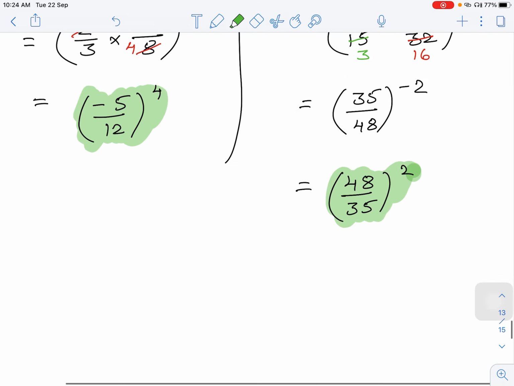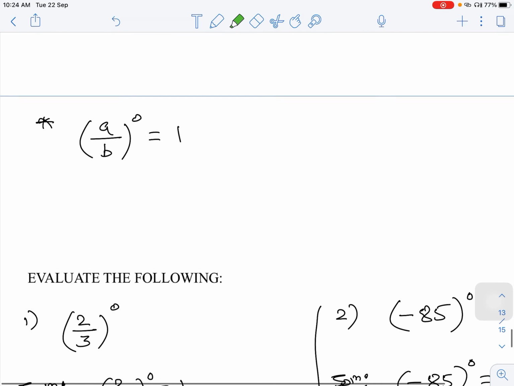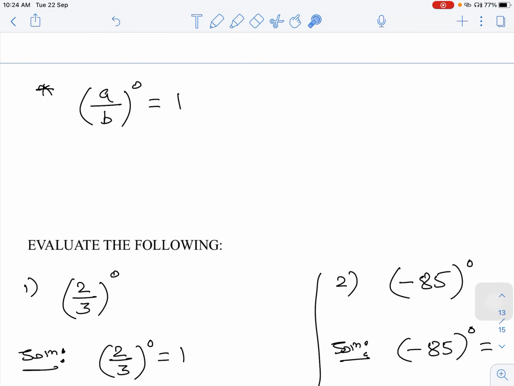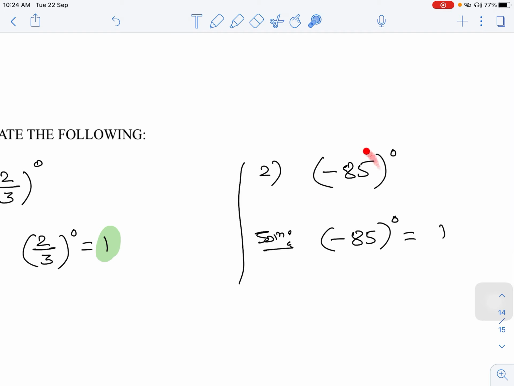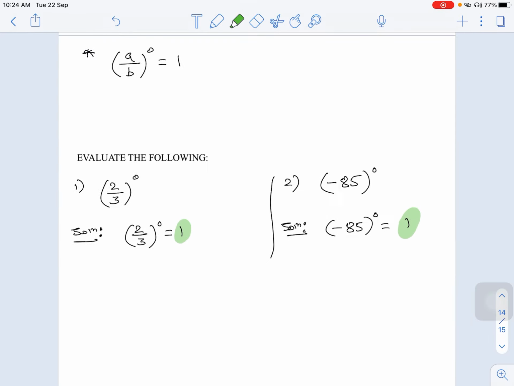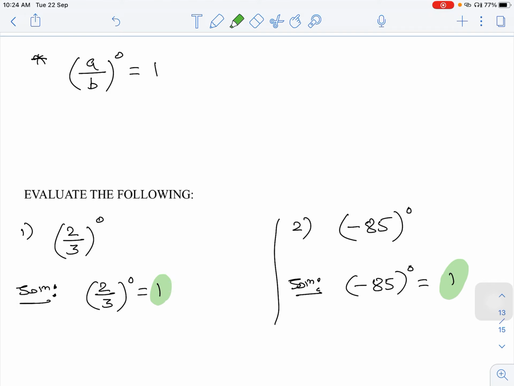Now the last law of exponents, we have already learned this one: any number, that is (a/b)^0, so any number raised to 0 is always equal to 1. For example, if we have (2/3)^0, our answer will be 1. Suppose we have (-85)^0, our answer will be, yes, 1. So in this way we have learned 6 laws of exponents.